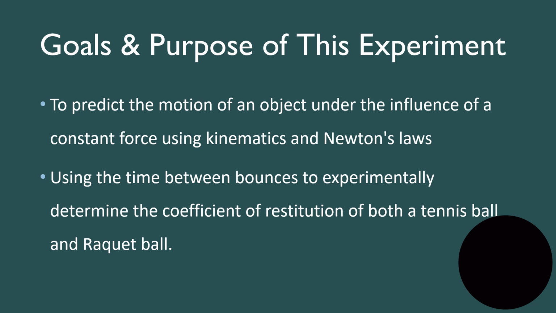For this experiment, our group decided on performing the Track B version. The goals of our experiment were to predict the motion of an object under the influence of a constant force using both kinematics and Newton's laws, and specifically for Track B, using the time between bounces to determine the coefficient of restitution of a tennis ball and racquetball.